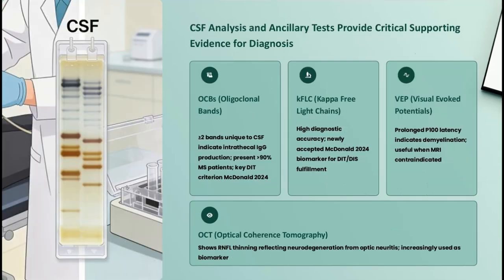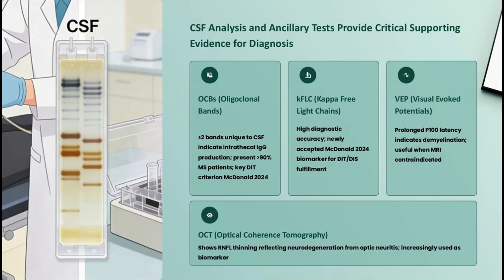While MRI is the cornerstone of diagnosis, ancillary investigations provide crucial supporting evidence. In cerebrospinal fluid, oligoclonal bands remain one of the most important findings. If two or more bands are present in CSF but absent in serum, this indicates intrathecal immunoglobulin production. This strongly supports MS. Over 90% of patients with MS demonstrate oligoclonal bands.